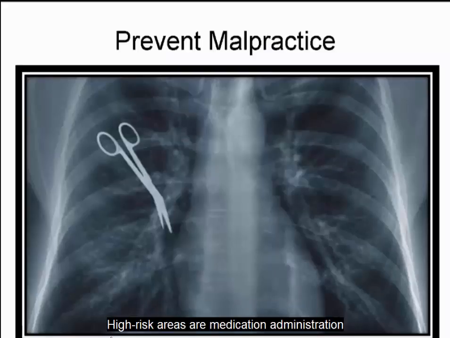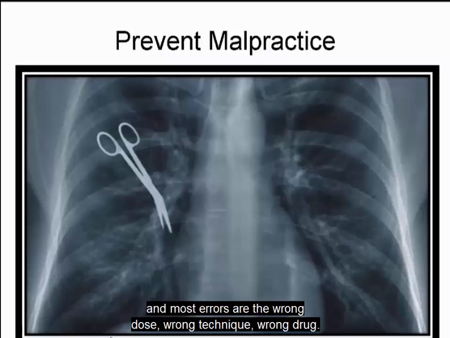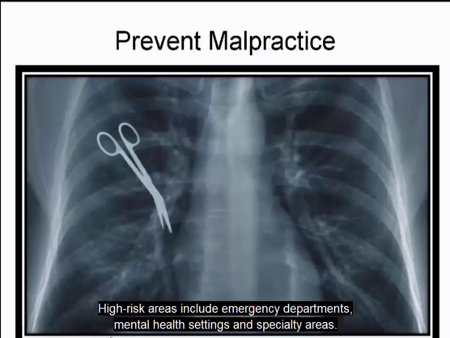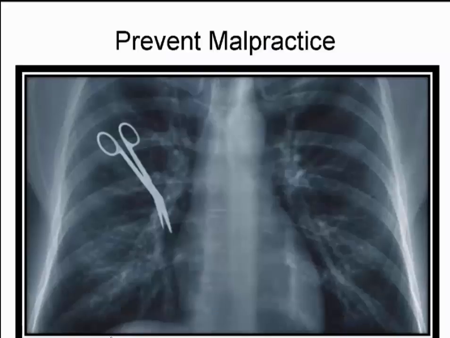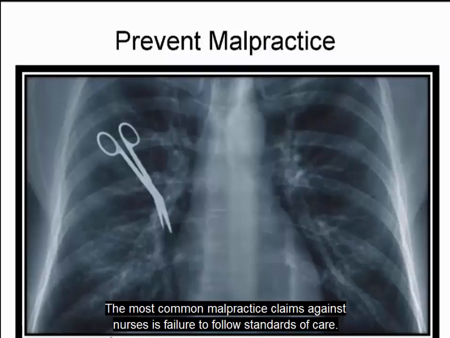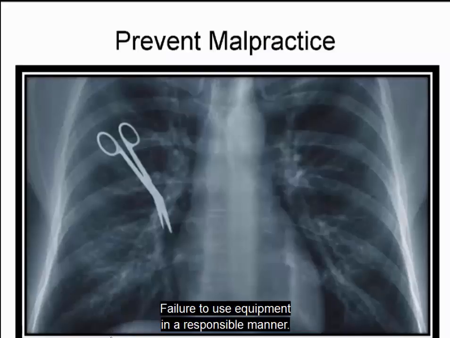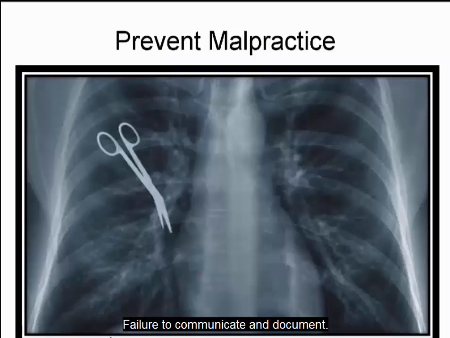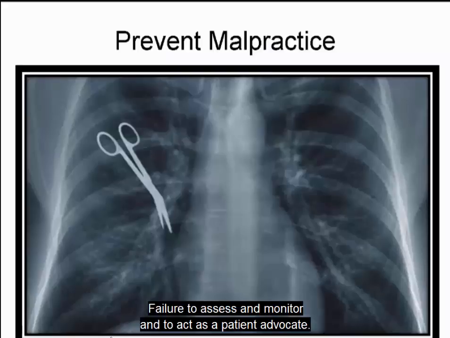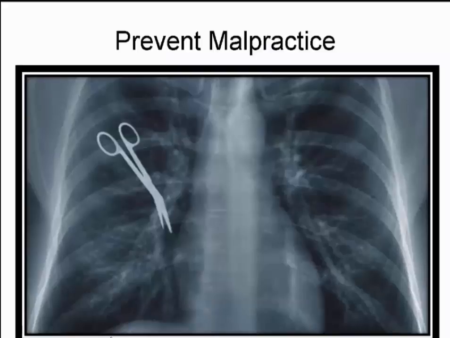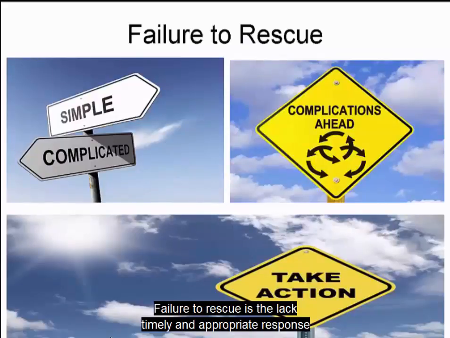High-risk areas are medication administration, and most errors are the wrong dose, wrong technique, wrong drug. High-risk areas include emergency departments, mental health settings, and specialty areas. The most common malpractice claims against nurses are failure to follow standards of care, failure to use equipment in a responsible manner, failure to communicate and document, failure to assess and monitor, and failure to act as a patient advocate. Failure to rescue is a lack of timely and appropriate response to changes in a patient's condition.